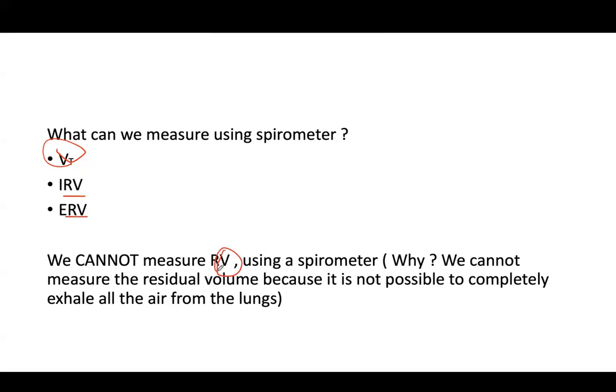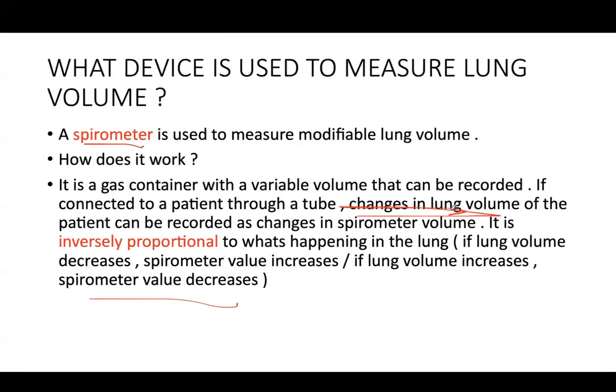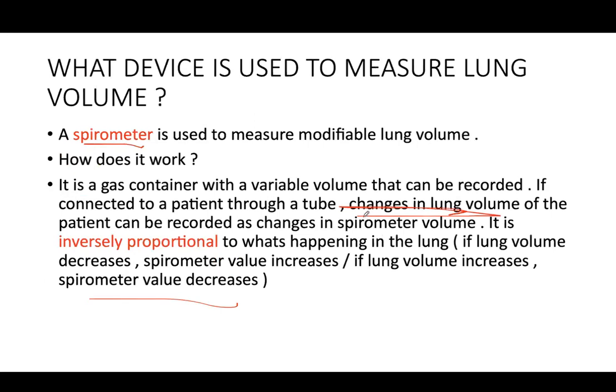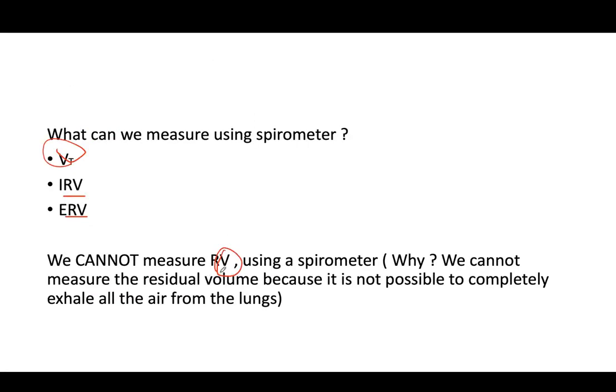The reason is that for a spirometer to work, we need to have a change in the lung volume. It says here, if connected to a patient through a tube, changes in lung volume of the patient can be recorded. But the residual volume, if you remember, can never change. It can never come out. It's always in the lung. The residual volume of 1.5 liters is in the lung. It can never come out, no matter how much you force it. So if it can't change, the spirometer cannot detect it. It says it in the definition: changes in lung volume, and there is no change when you're in the residual volume.